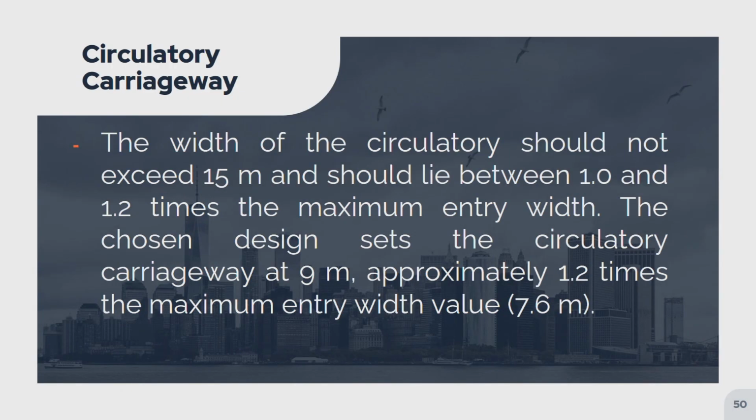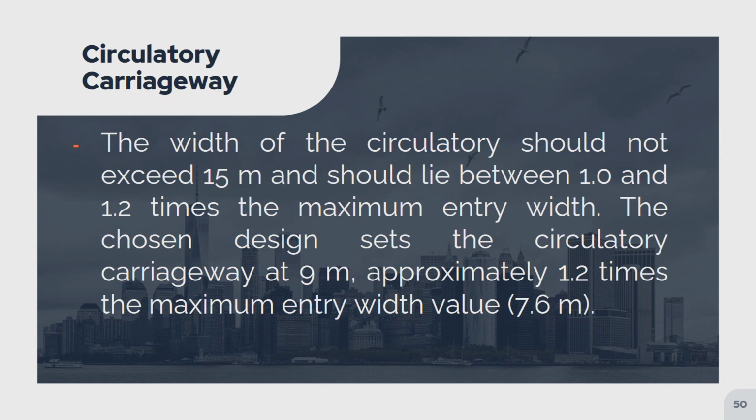The circulatory carriageway. The width of the circulatory should not exceed 15 meters and should lie between 1 and 1.2 times the maximum entry width. The chosen design sets the circulatory carriageway at 9 meters, approximately 1.2 times the maximum entry width value, which is 7.6 meters. Also, the circulatory lanes are designed properly so that there will be no accidents or traffic congestions that will occur as vehicles pass on the roundabout.